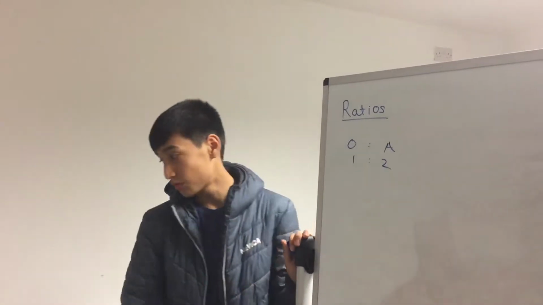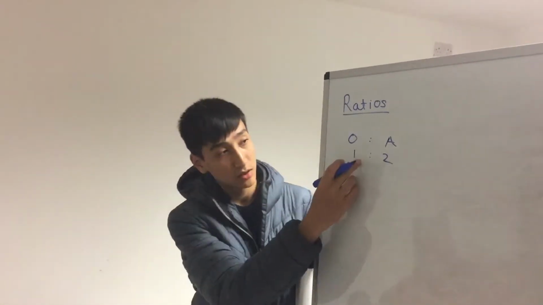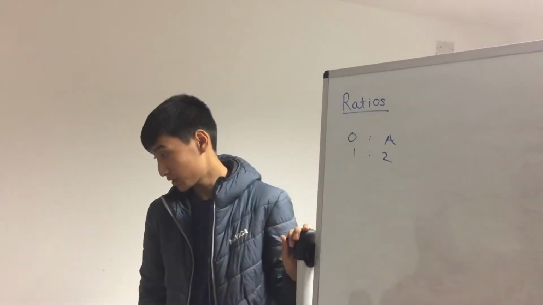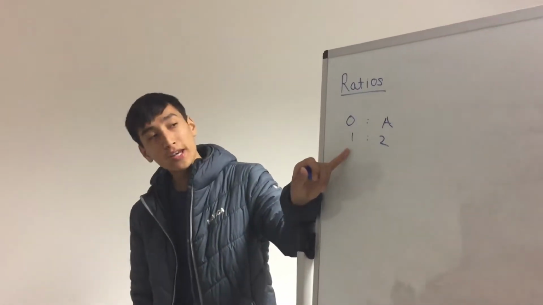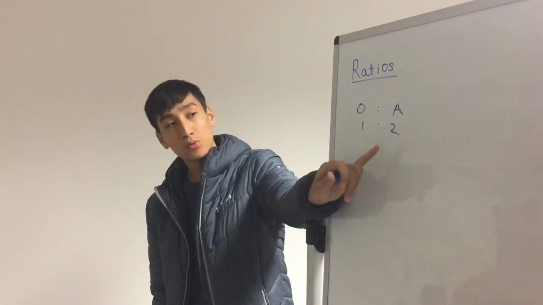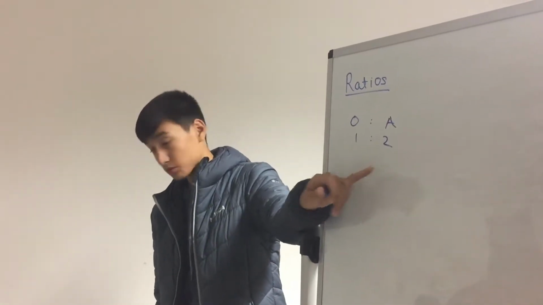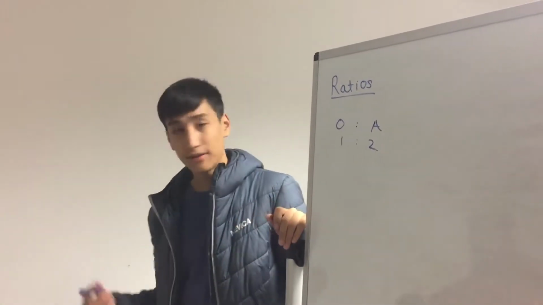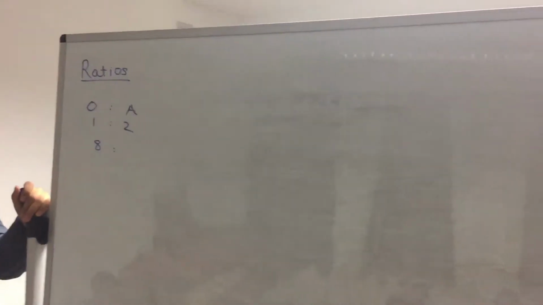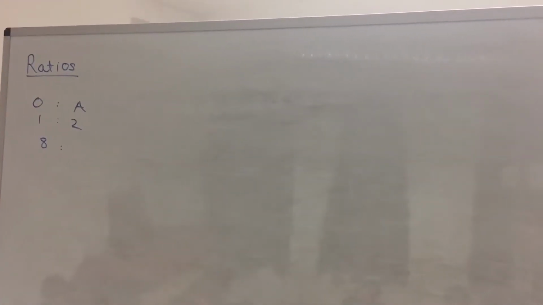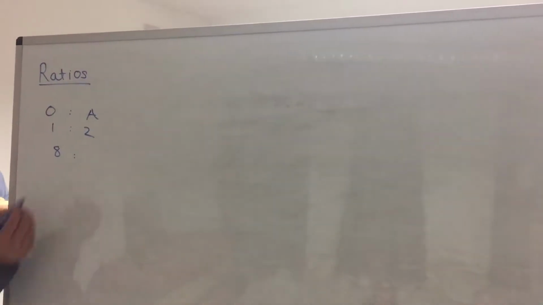So this is how we write ratios. We write it in the format of colons. Now, what does this mean? It means that for every one orange I have, how many apples will I have? 2. So if I, in real life, have 8 oranges, how many apples will I have? 16. Why is it 16?